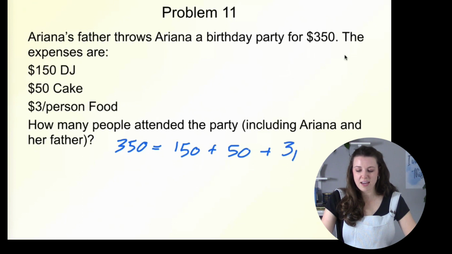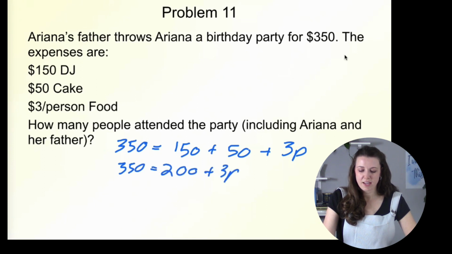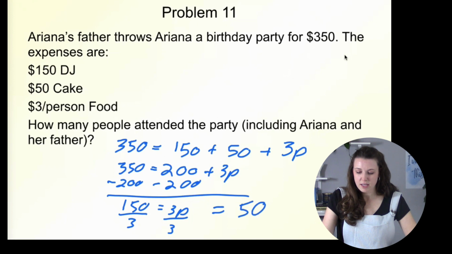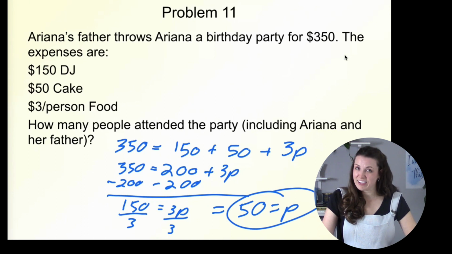So I'm going to say P again. You can do whatever letter you want. And now I'm just going to solve for that P. So I have 350 equals 200 plus 3P. Subtract the 200 from both sides. And I'm left with 150 equals 3P. How do we get the P alone? We divide by it, right? So I am left with 50 equals P. So there are 50 people that can attend Ariana's party.